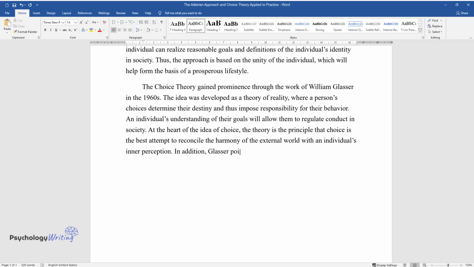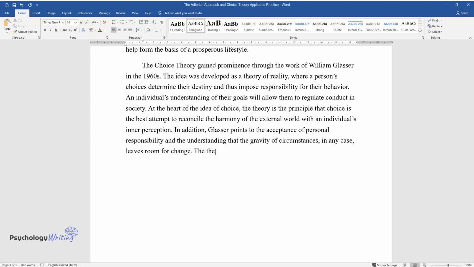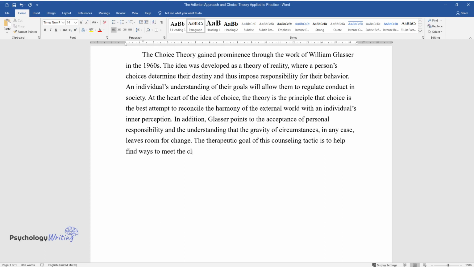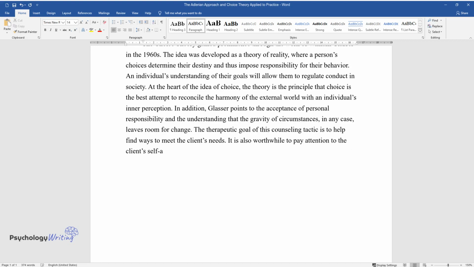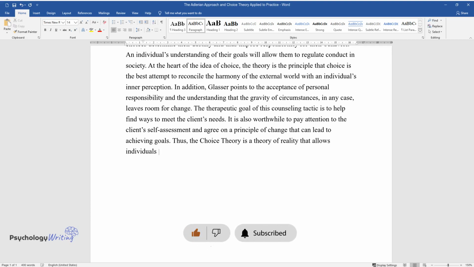In addition, Glasser points to the acceptance of personal responsibility and the understanding that the gravity of circumstances, in any case, leaves room for change. The therapeutic goal of this counseling tactic is to help find ways to meet the client's needs. It is also worthwhile to pay attention to the client's self-assessment and agree on a principle of change that can lead to achieving goals. Thus, the choice theory is a theory of reality that allows individuals to make different choices and control their actions.